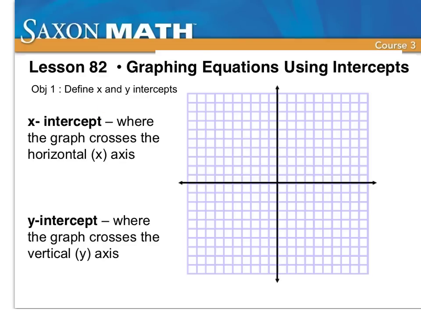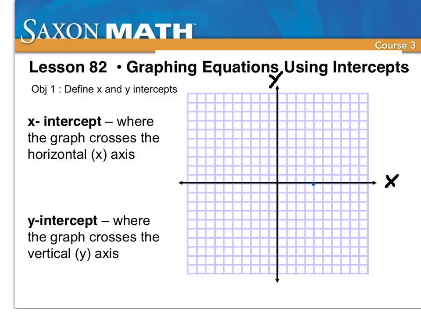An x-intercept is where the graph crosses the horizontal axis. So that's this line right here. We need to make sure that we know this is the x-axis, and this one is the y-axis. So an x-intercept is where the graph crosses the horizontal axis, and a y-intercept is where the graph crosses the vertical axis. So we're going to use a little color here.